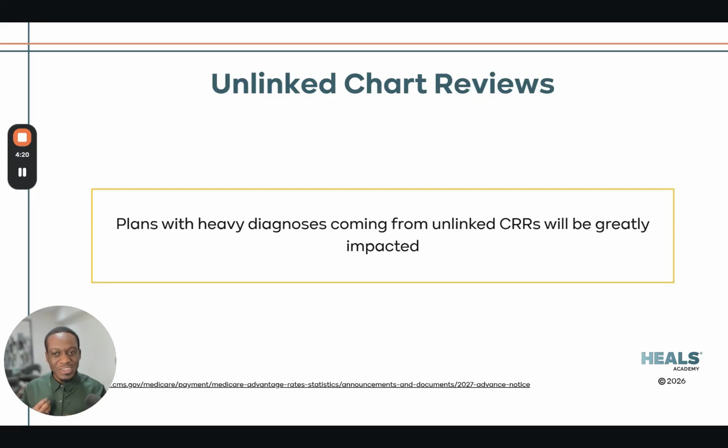Many times when data sources are being talked about, most of the focus is on Part C. But because the Part C and D rely on encounter data and fee-for-service data sources, removal of unlinked chart review will also affect your Part D payment. So plans are to take note of that as they look into their Part D risk scores for 2027.